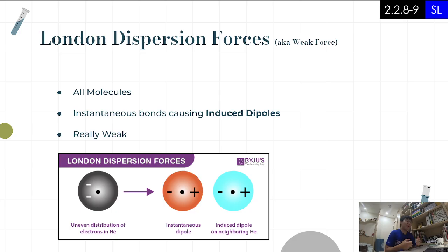What happens in London dispersion forces is that although it might be a non-polar bond, when two of the molecules come close to each other, they can induce a very temporary dipole. That would cause a really weak bond between them, because a really slight positive is slightly attracted to a really slight negative. So that's an instantaneous dipole, but remember it's really weak and it's a temporary thing.